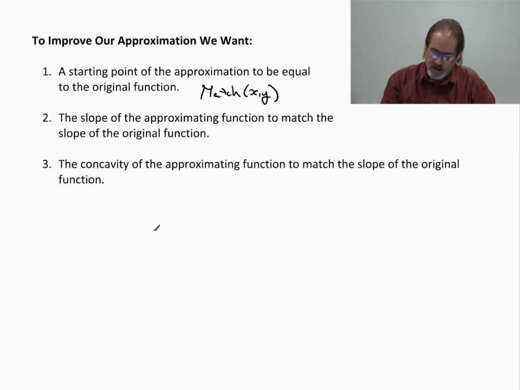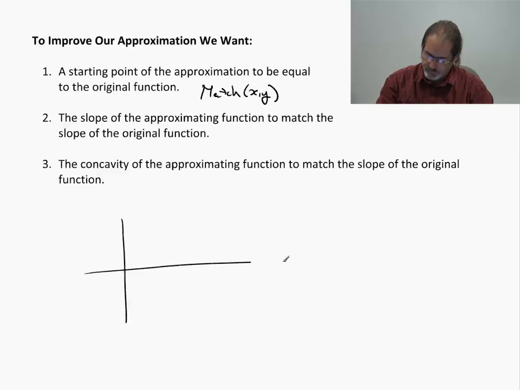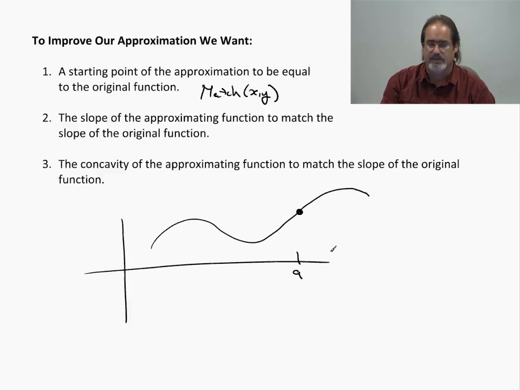Got to have it. So let's see, given some arbitrary function, let's say we have something that looks like this, whatever it is, and here's my a. So I need to know what the original function is at that value. Then this next point is I want the slope of the approximating function to match the slope of the original function. So whatever the slope is of this function, that's what I want the slope of the approximating function, that linear function, to be.